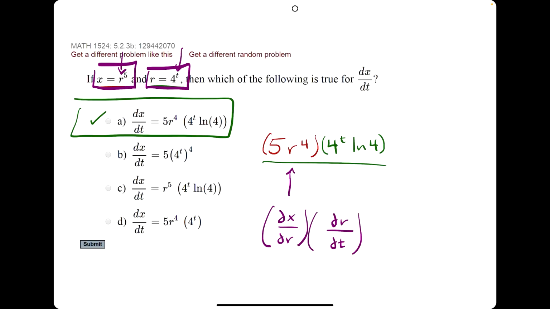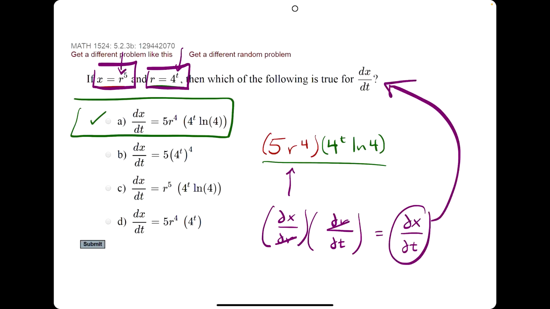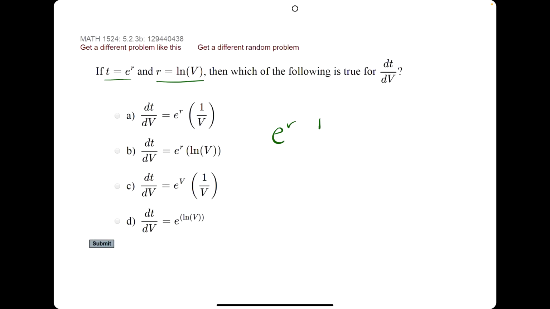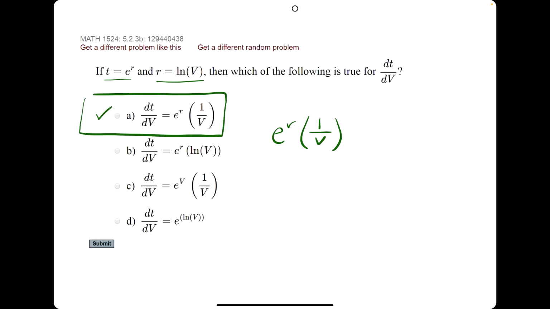And then when we multiplied these, what happened is the dr's canceled, and what we were left with was just dx over dt, and that's what they were looking for. So we'll just do one more example here. Again, we just take the first derivative. Derivative of e to the r is just e to the r. Take the derivative of the second function. ln of v gives us 1 over v, and then we multiply these two together, and that gives us a.